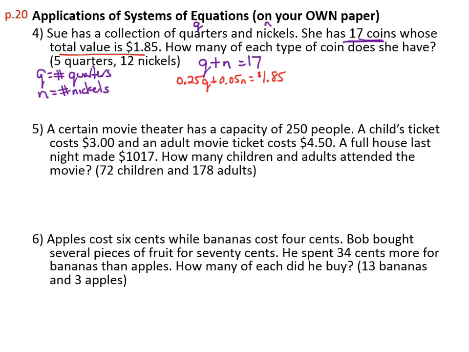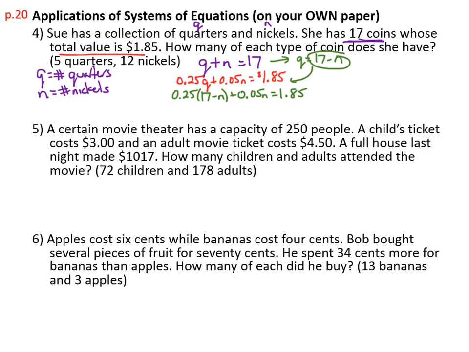And again, here you can use either method that you want. It doesn't matter if you use substitution or elimination. I'm choosing to use the substitution method. I'm going to take this first equation and find the number of quarters first. So I'm going to say that Q is equal to 17 minus N. And this is what I'm going to substitute into that second equation: my 25 hundredths times 17 minus N plus our 5 hundredths N. Make sure you can see that decimal point there, is equal to the $1.85.